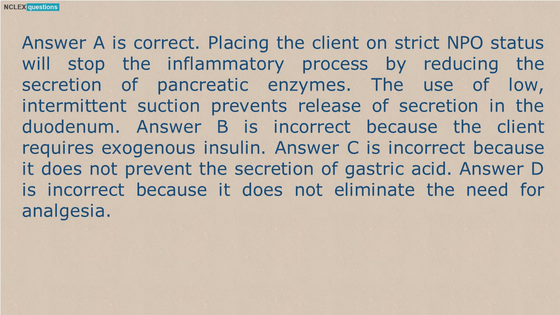Answer A is correct. Placing the client on strict NPO status will stop the inflammatory process by reducing the secretion of pancreatic enzymes. The use of low, intermittent suction prevents release of secretion in the duodenum. Answer B is incorrect because the client requires exogenous insulin. Answer C is incorrect because it does not prevent the secretion of gastric acid. Answer D is incorrect because it does not eliminate the need for analgesia.